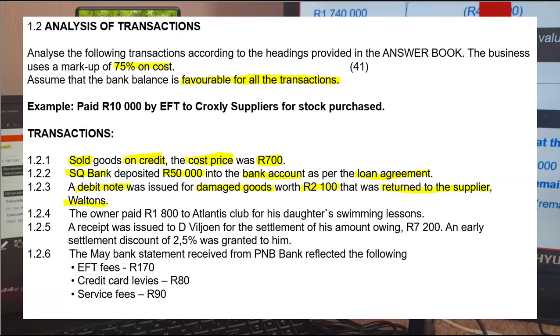I've seen that before. Wiltons. Croxley. Is it Croxley? Something like that. Anyway, because we are returning goods here, it'll affect creditors.